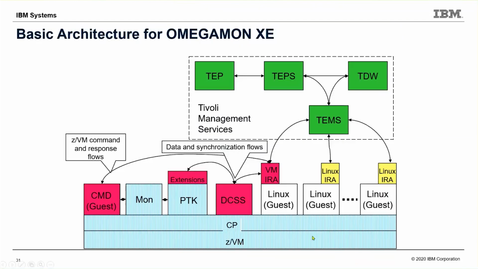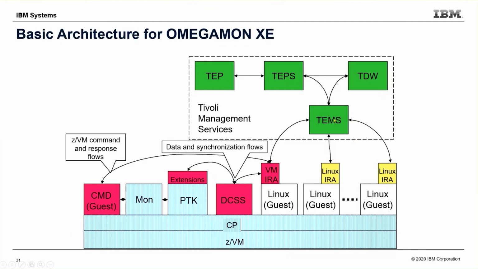So again, down here in our VM system, I might have the monitor system service running here, and Performance Toolkit's picking that up. There are extensions for OMEGAMON that are actually part of Performance Toolkit or run as part of Performance Toolkit that are writing the data into the DCSS. I have this special VM agent that runs in a Linux virtual machine that the customer sets up. That's going to take data and pass it on through something called TEMS, Tivoli Enterprise Management Services, I believe it is. I also can have agents that run in all my Linux guests that are collecting Linux data, right? If you're familiar with SAR information, it's things of that nature.